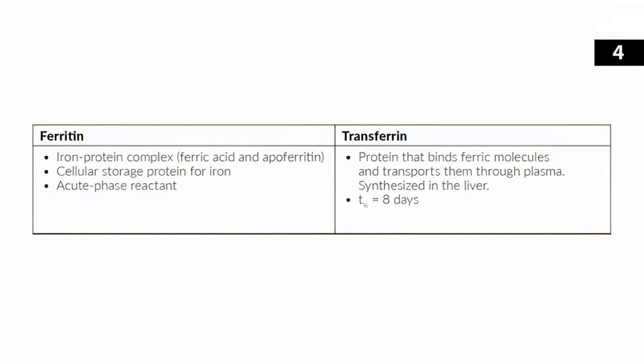Now the half-life of this molecule is about 8 days, and it's increased in cases of iron deficiency because your cells are hungry for iron. So they're looking for this transport molecule to deliver more iron as soon as it's available. But in the case of iron deficiency, there may be more transferrin, but it's not bound to any iron. So the transferrin binding capacity would actually be very high. It has a high capacity for binding in states of iron deficiency.